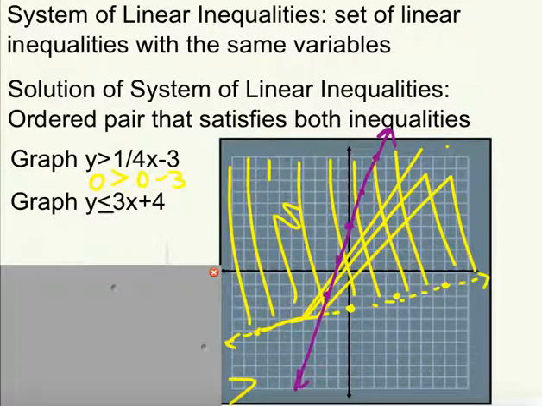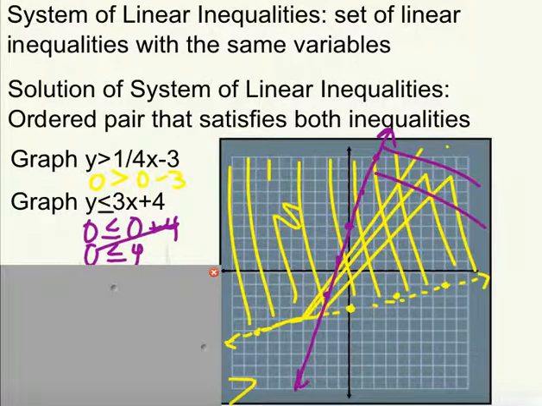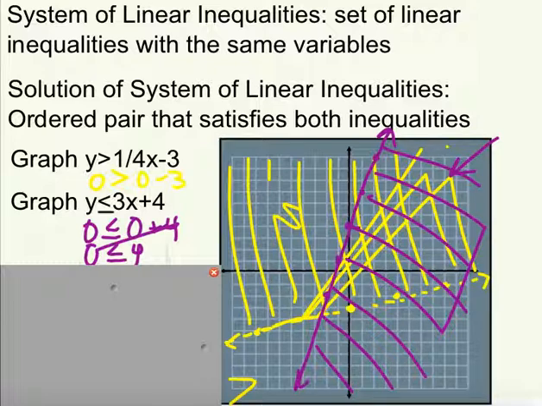Now we need to decide how to shade. So I plug in (0, 0). Is 0 less than or equal to 3 times 0 plus 4? Is 0 less than or equal to 4? Yes, it is. So I am going to include (0, 0). And now we can see where it has been shaded with both yellow and this purple-pink, and it's in this region here, which means we have lots of different solutions there, including (0, 0).